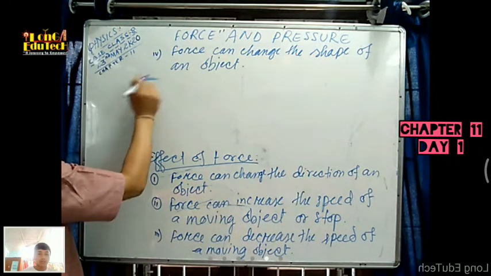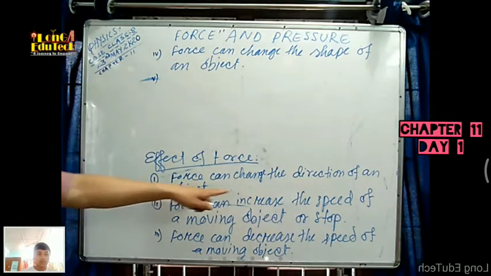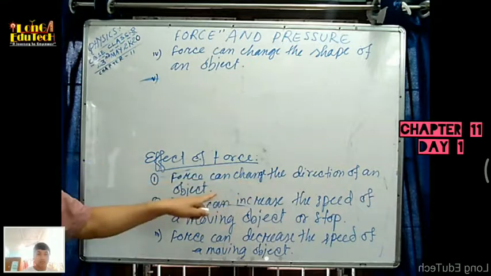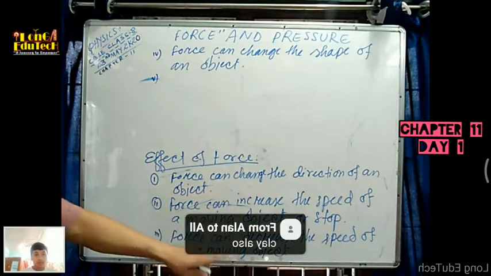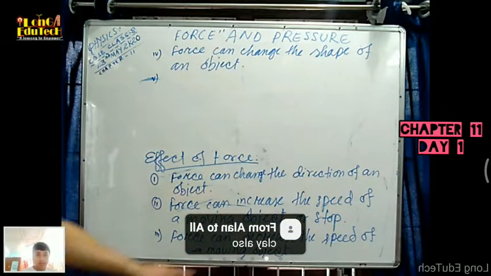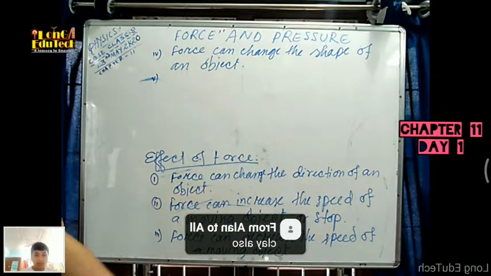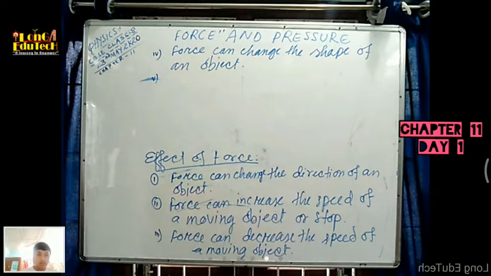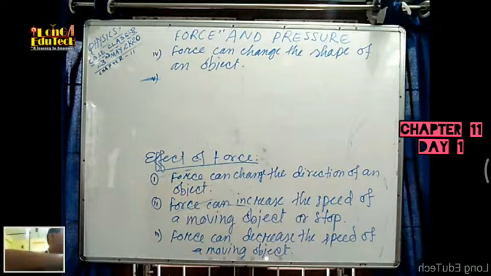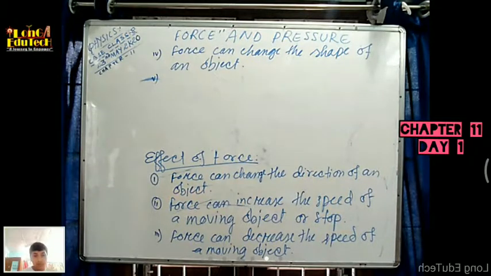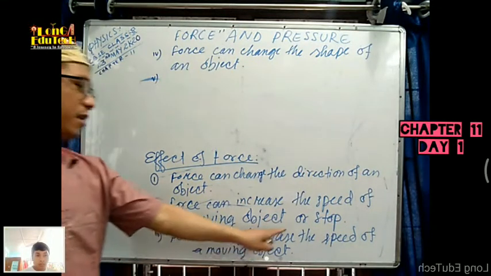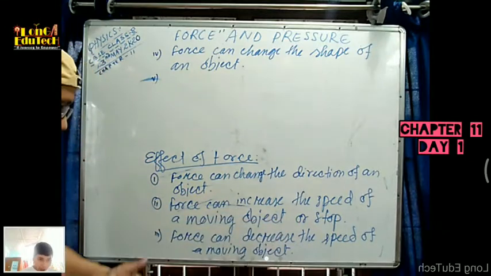Number 5. What did we already read? Force can change the directions of an object. Force can increase the speed of a moving object or stop. Force can decrease the speed of the moving object. And force can change the shape of an object. And what else do we have? I already mentioned two points together. What else do you know?